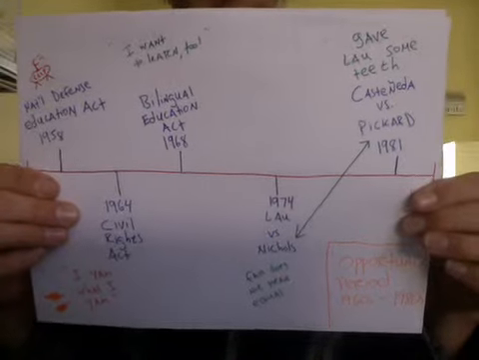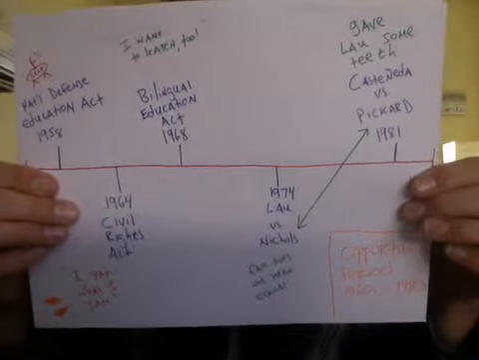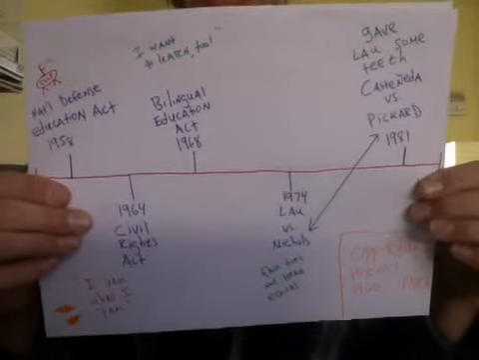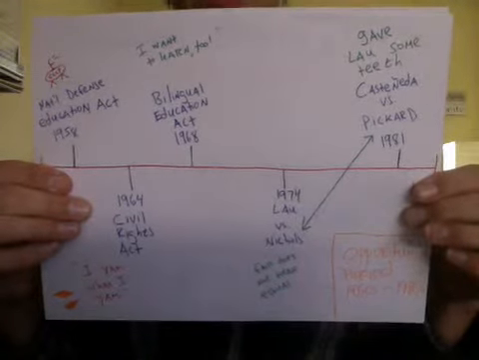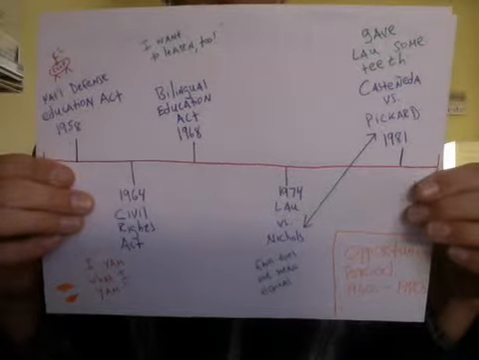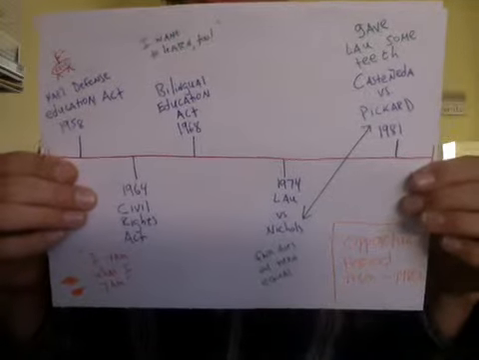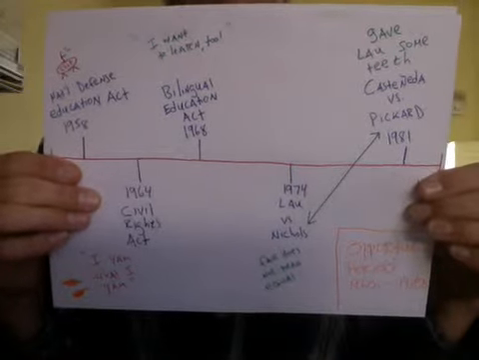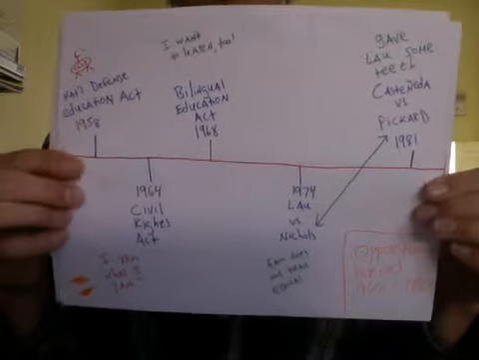1974, Lau versus Nichols went before the Supreme Court. And basically Lau versus Nichols says fair does not mean equal. So to create fair access and equal access to educational opportunities means that you must accommodate for language needs. This was given teeth by Castaneda and Picard in 1981, which established guidelines for Lau versus Nichols and what exactly those accommodations would look like and be held accountable by.